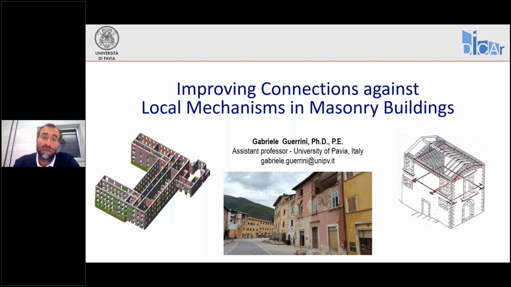Today's webinar will cover an important topic regarding masonry buildings, that is, how to improve connections between the structural elements of these kinds of buildings in order to prevent or delay the development of local mechanisms.